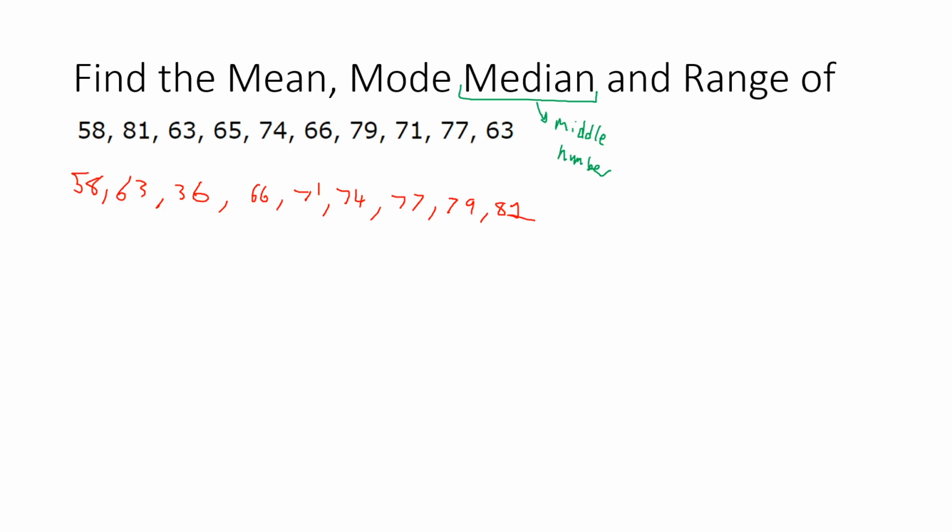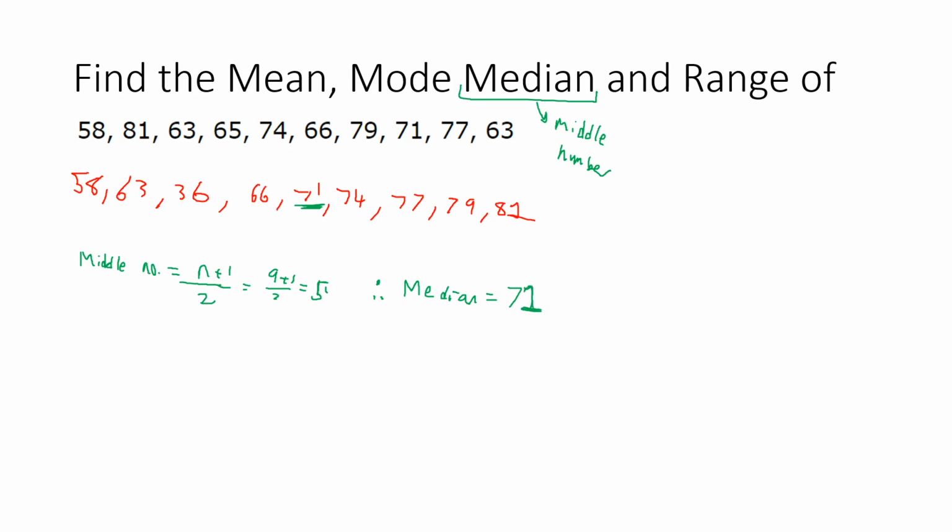So the middle number is simply going to be the number plus 1 divided by 2. And there's 9 numbers, plus 1 over 2 is 10. 10 divided by 2 is 5. Okay? So number 5 is 1, 2, 3, 4, 5. So we can say that the median is equal to 71. Okay?